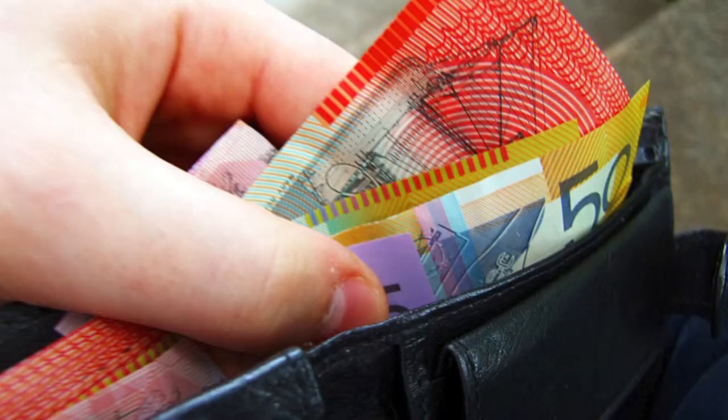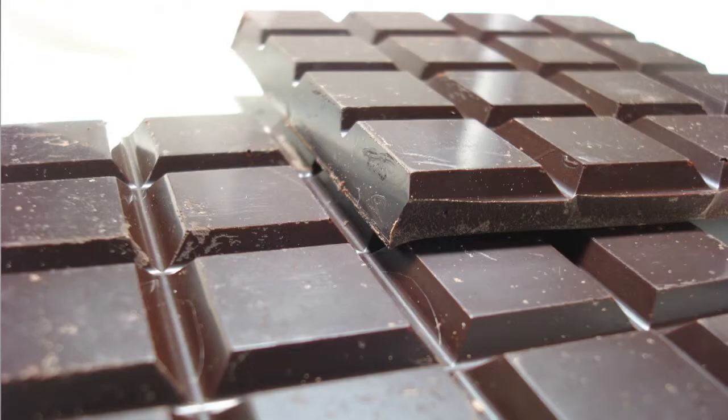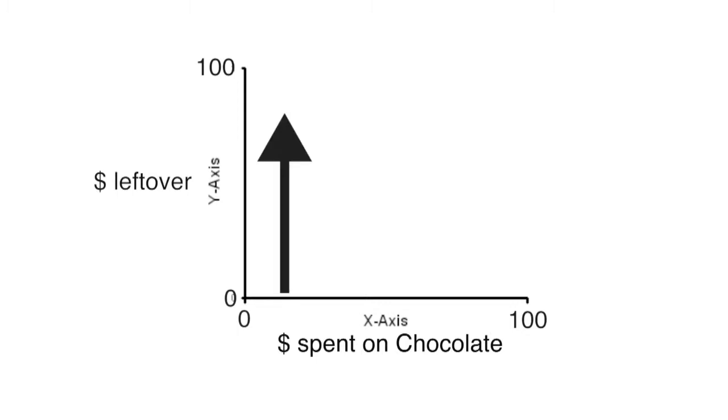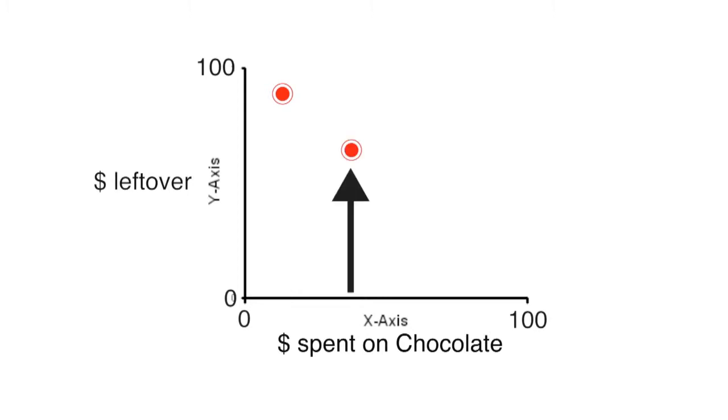Suppose you have $100 in your pocket to spend on chocolate. On the x-axis, you have the amount spent on chocolate, ranging from 0 to 100, and on the y-axis, the amount left in your pocket, ranging from 0 to 100. If you spend $10, you have $90 left in your pocket. If you spend $40, you have $60 left. If you keep doing this repeatedly, starting with $100 and spending different amounts, you'll find that a straight line connecting the $100 on the axes tells the whole story.